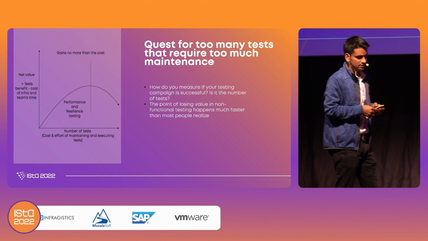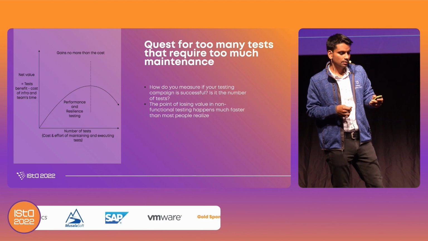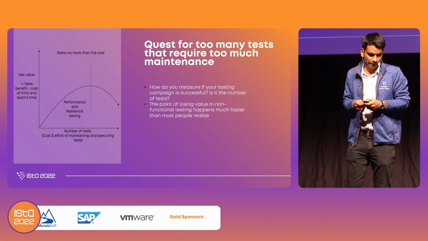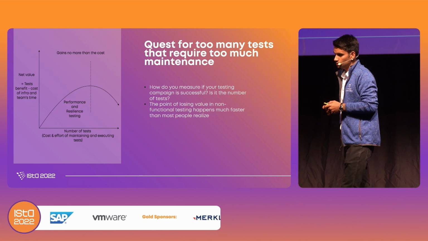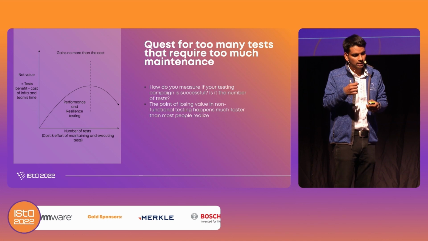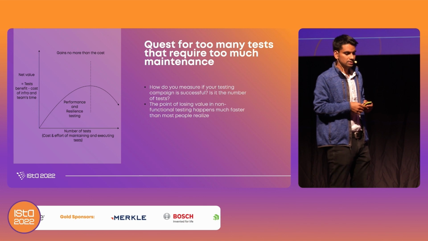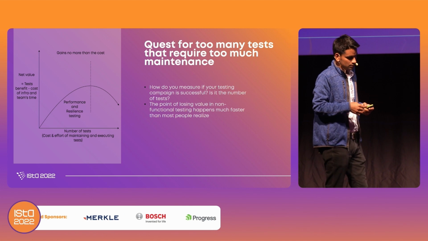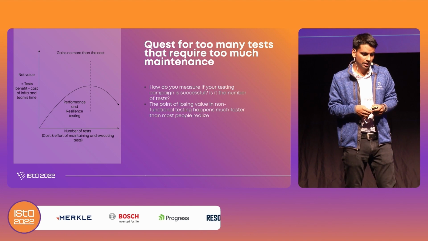So the total number of tests that you have, there is going to be a point up until which you're going to be getting value, after which you just have some tests that are actually not giving you any value and actually are reducing the overall gains that you have from the testing framework. So another thing that people fall into is running behind the number of tests.